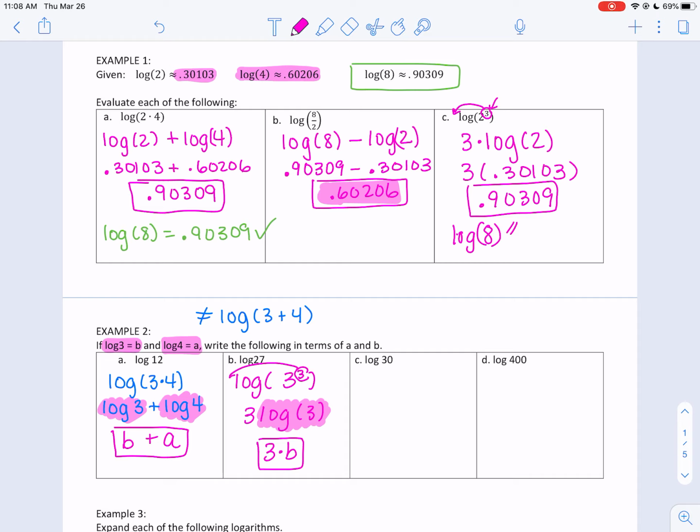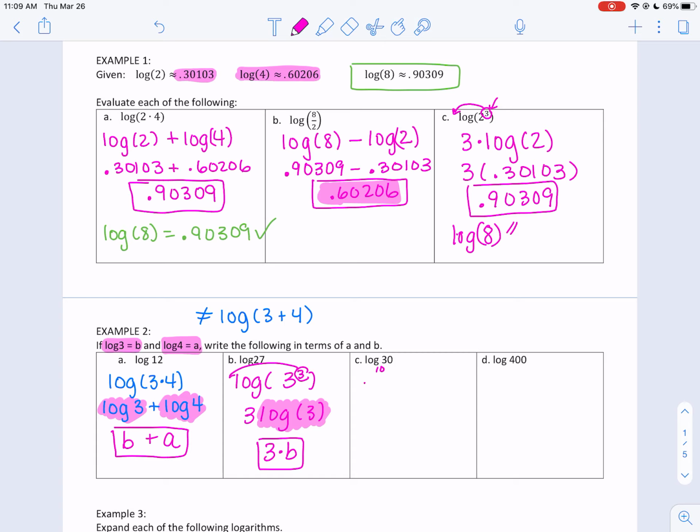If you look at the next one for 30, you might be saying to yourself, how am I supposed to do that? There's no products of 3 and 4 that make 30. And I actually happen to agree with you. However, if we look at this log really close, notice that there's no base on that log. If there is no base on that log, that really means that the base is 10. It's a common log. That means that we can also use factors of 10 to rewrite this log.